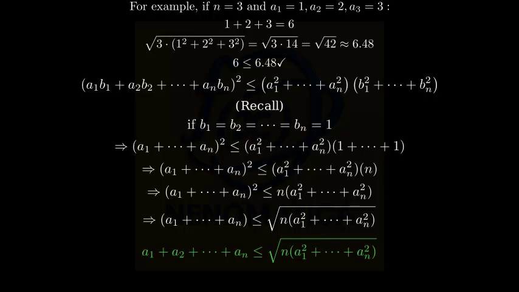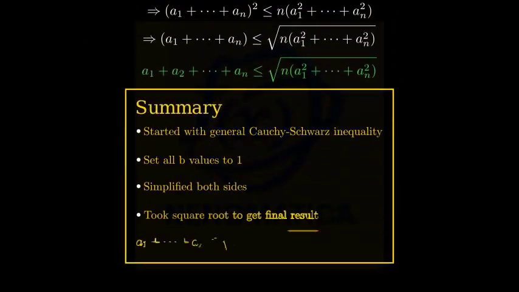Let's summarize what we've learned. We proved the Cauchy-Schwarz inequality by: 1. Starting with the general form of the Cauchy-Schwarz inequality. 2. Setting b1 equals b2 equals bn equals 1. 3. Simplifying both sides of the inequality. 4. Taking the square root of both sides to get our target result.